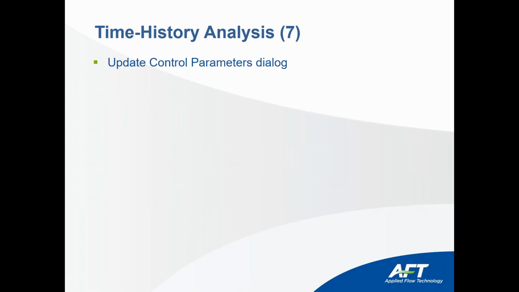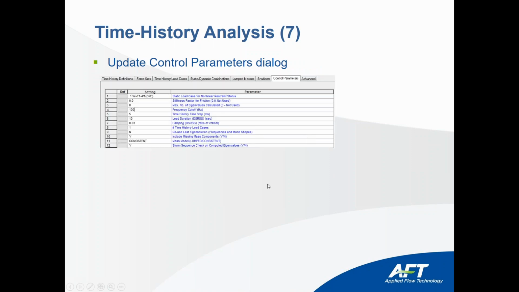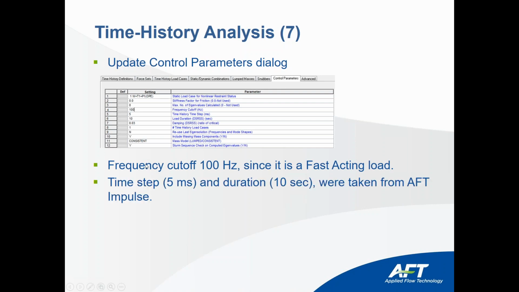And the final step would be to update the control parameters in Caesar. Here, the same as on Spectral, you would change the frequency cutoff to 100 since it's a fast-acting load, and we said that it affects many frequencies at the same time. But also, it is good practice to change the time step.